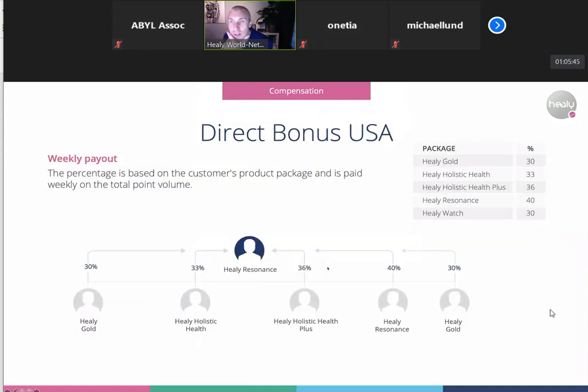In the USA, it doesn't matter what kind of package you start with. If you start with the Gold, you're getting 30% of 250 euro, which means 75 euro as a commission. If you sell a Resonance to someone, you're getting 40% of 1,250 points, which is 500 euro, about $550 probably, as a commission.